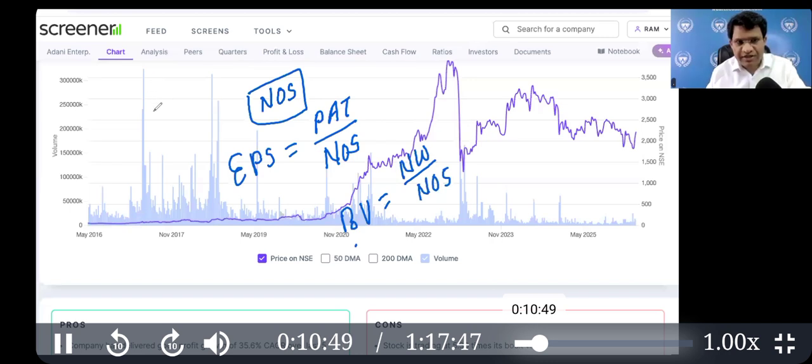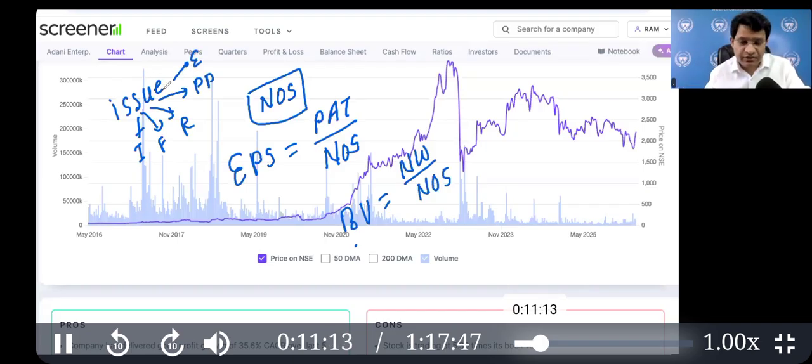The number of shares can be increased by a company by issuing fresh shares. It is called an issue. It can be done in the IPO. It can be done in the follow-on offer. It can be done in the rights issue. It can be done via private placement. Sometimes it can be done by ESOP, that is for the employees. So a fresh issue increases the number of shares.